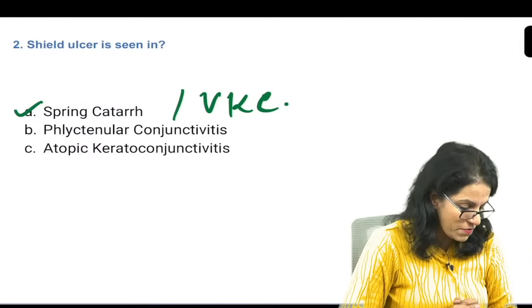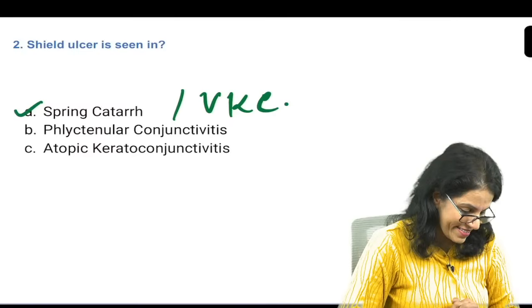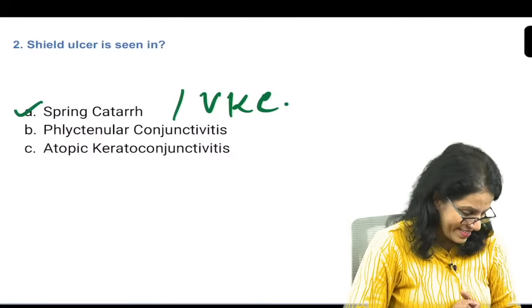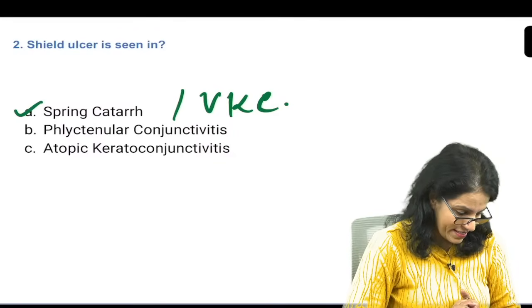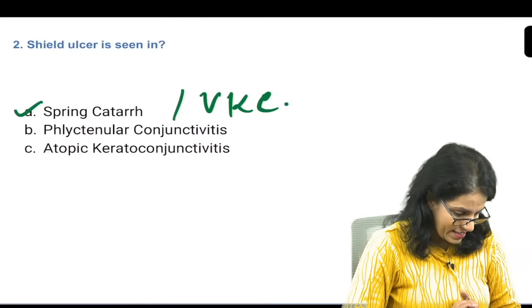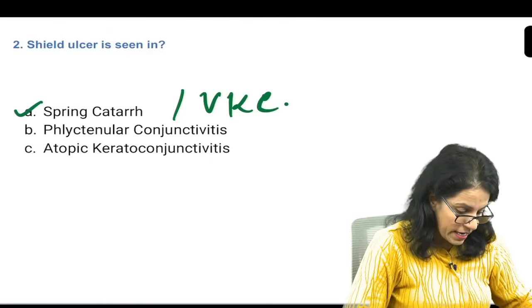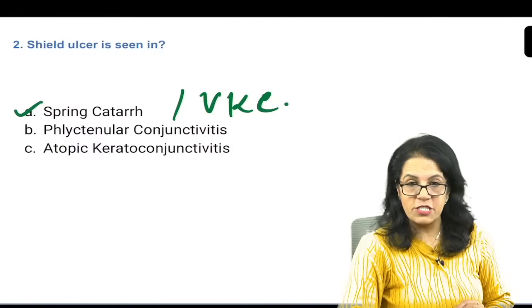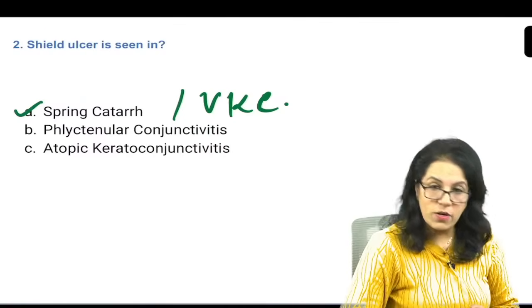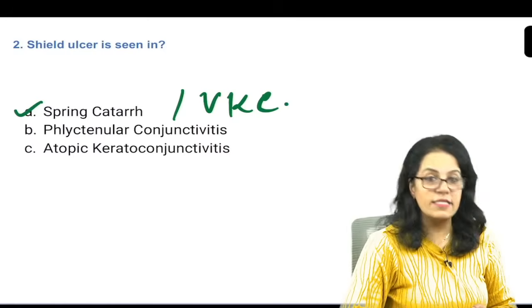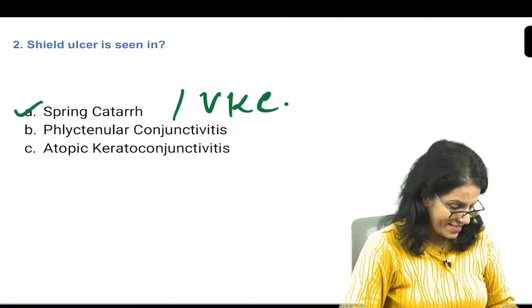VKC is the option for shield ulcer. There is no confusion at all. There is no confusion in my mind for that question. Okay, if these are the three options, what is correct for malignant glaucoma? Anterior chamber is normal? No, it is not. Anterior chamber is very, very shallow. Pilocarpine definitely will not be given. Aqueous cannot move to the anterior chamber. That is the correct option.